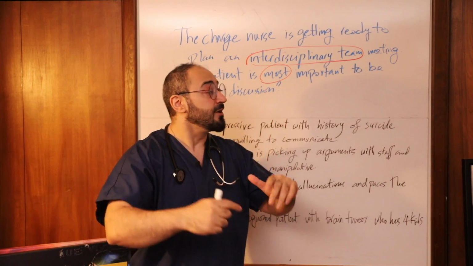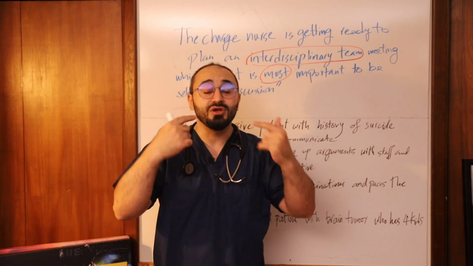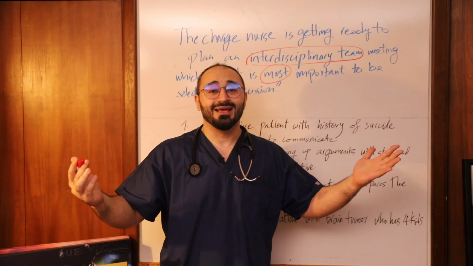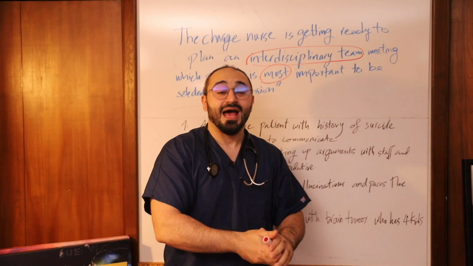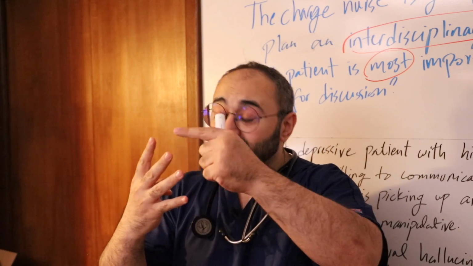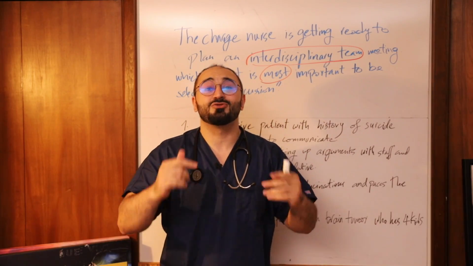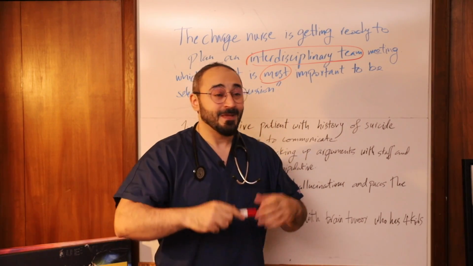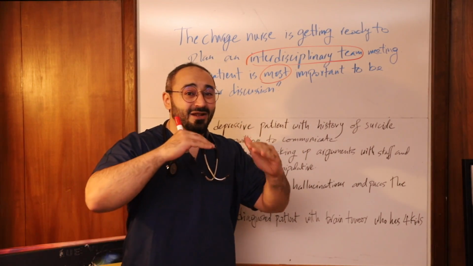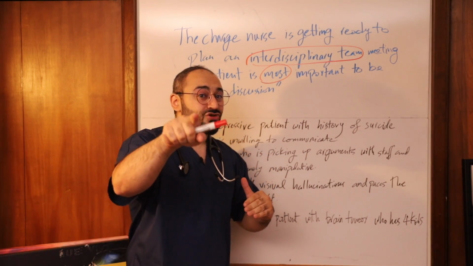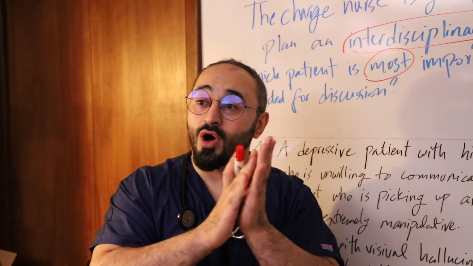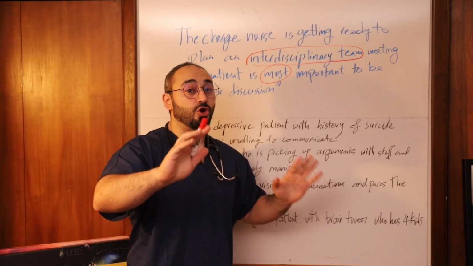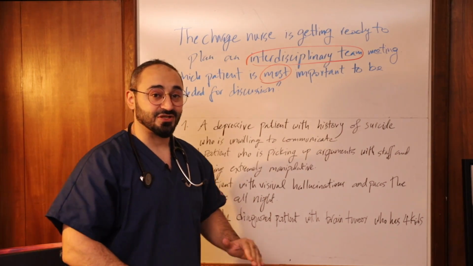If I want to read it a 3rd time and rephrase it in my own words, what do I say? Listen, the charge nurse is getting ready for an interdisciplinary team meeting. I've got 4 patients. Which one of them is most important to be discussed in that meeting, all right? So listen, I'm gonna read the options one by one. By now you may not know the definition of interdisciplinary meetings, and if you know, you are freaking amazing. But if you don't know, try to guess from the options, all right?